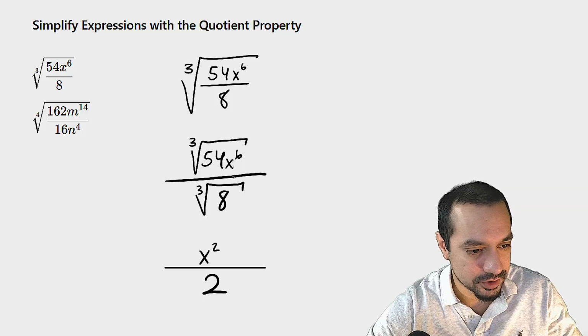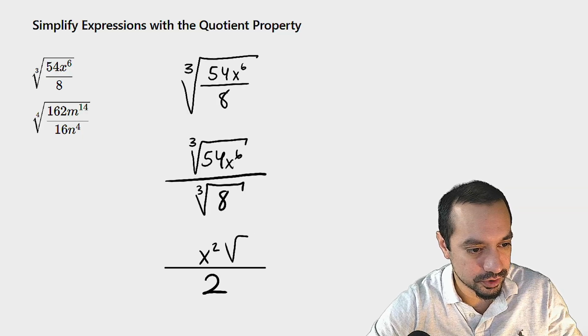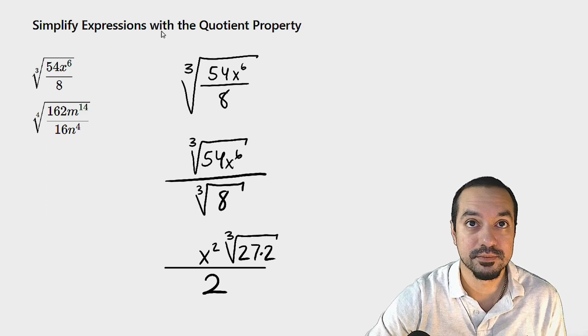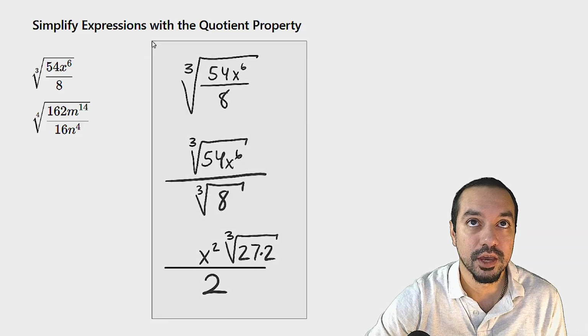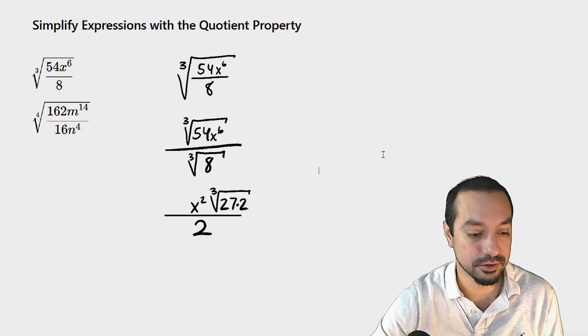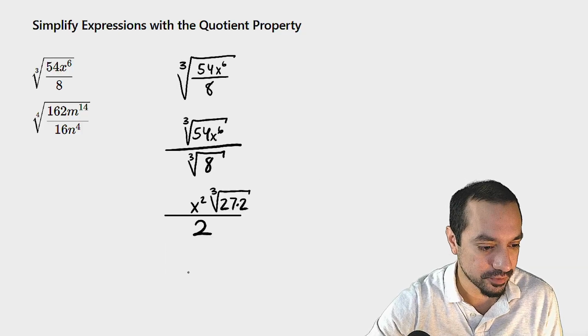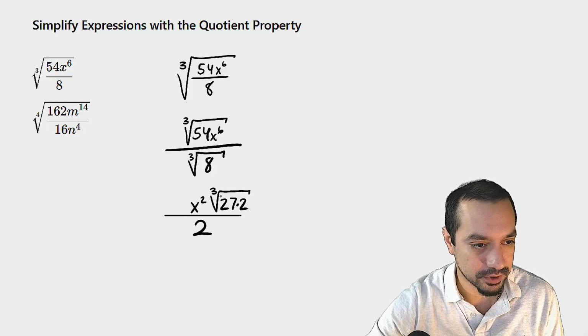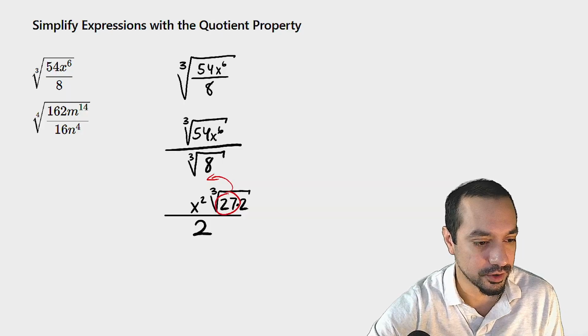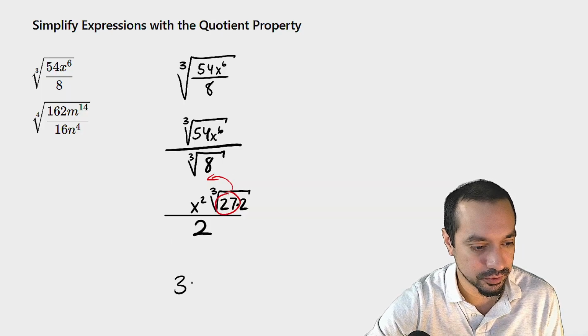And we also want to do the cube root of 54. I believe I have a 27 in there. The reason why I pointed out the 27 was because I know 27 is a perfect cube, 3 times 3 times 3. And so I'm going to go ahead and pull this out. So the only thing left inside of my cube root is this 2 here.